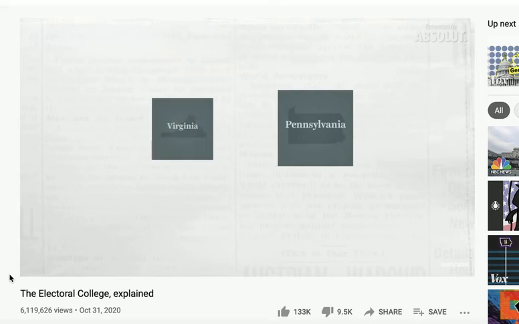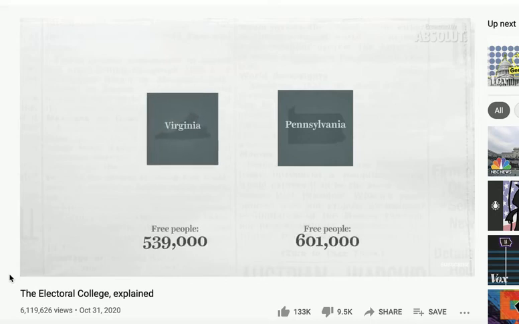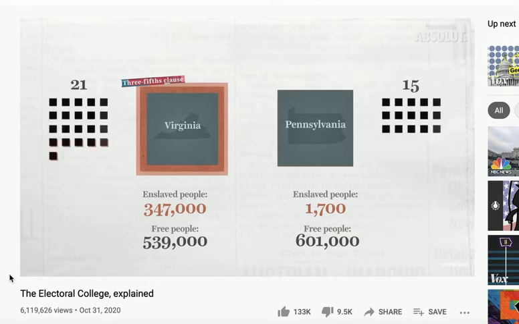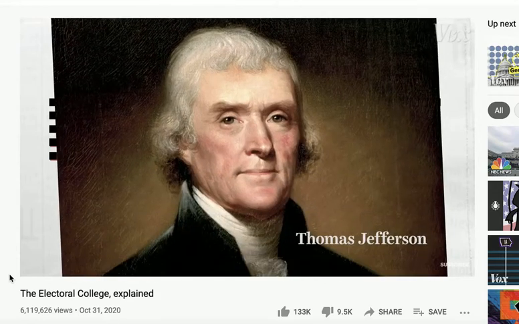In 1800, Pennsylvania, a northern state, and Virginia, a southern one, had about the same number of free people living there. But Virginia was also home to hundreds of thousands of enslaved people who had no freedom, let alone a vote, and ended up with more votes in the Electoral College than Pennsylvania. That year, those extra electoral votes gave the candidate from Virginia just enough to win.